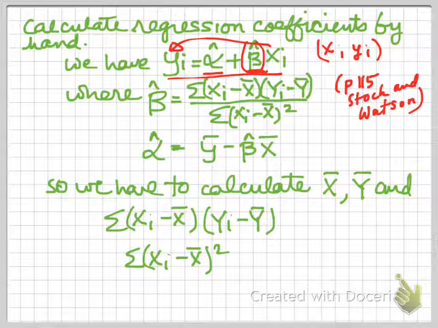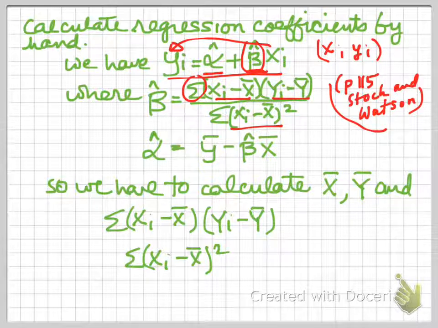Now you know from your textbook that there's a formula for calculating beta hat based on the data, and if you're using Stock and Watson, that formula is there on page 115 of Stock and Watson, and the formula says take the summation of xi minus x bar multiplied by yi minus y bar, so the summation of all those terms, and divide by the summation of xi minus x bar squared. So that's the formula we have. And we're going to go through some numbers to see how we'd actually calculate that, what those summation operators are actually doing and what they're looking like.